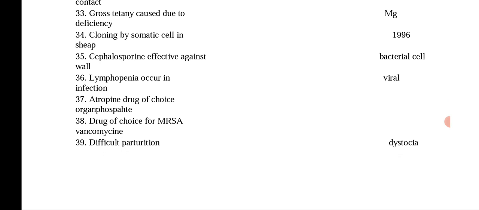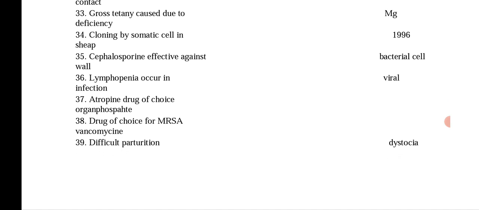Atropine is the drug of choice in organophosphate poisoning, or the poisoning in which the animal is fed with grass that has active insecticide. Constipation or difficult parturition is dystocia.